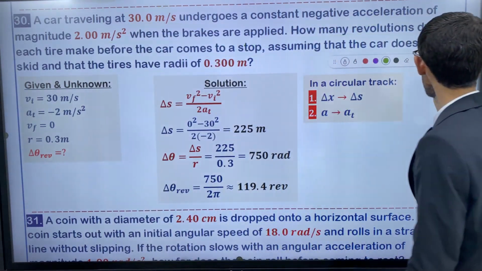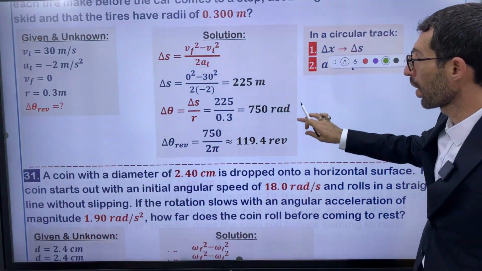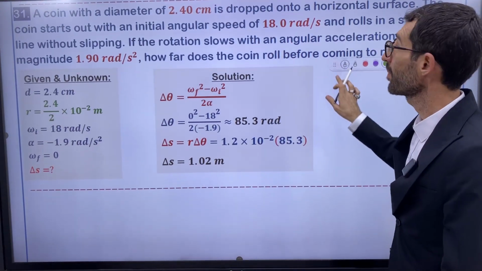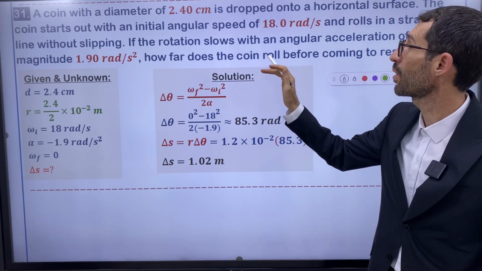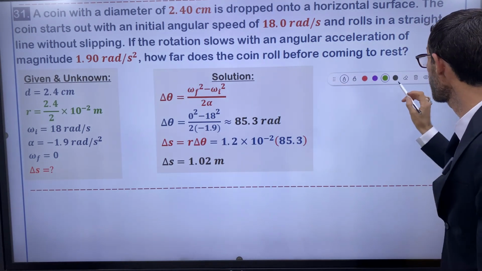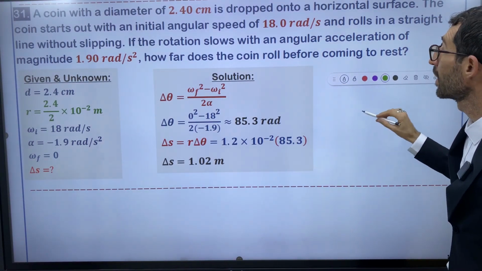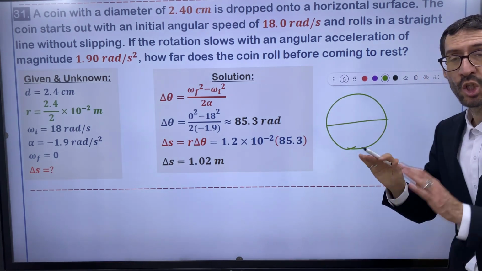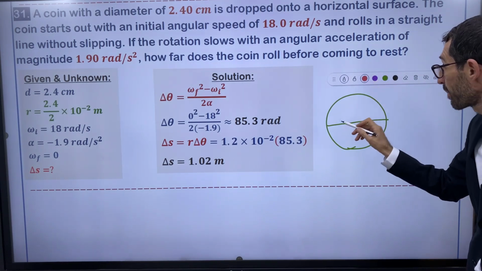Let's move on to another question, question number 31. Let me read question number 31. It says, a coin with a diameter of 2.4 centimeter. Diameter. So there's a coin. This is a coin. Diameter means from edge to edge, from rim to rim.